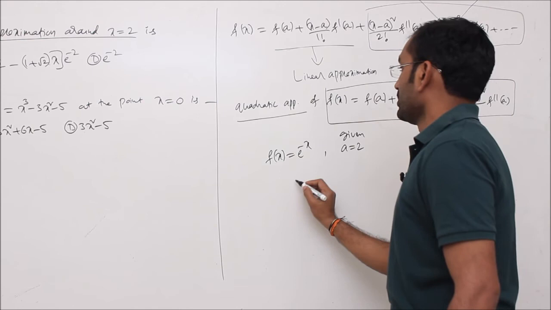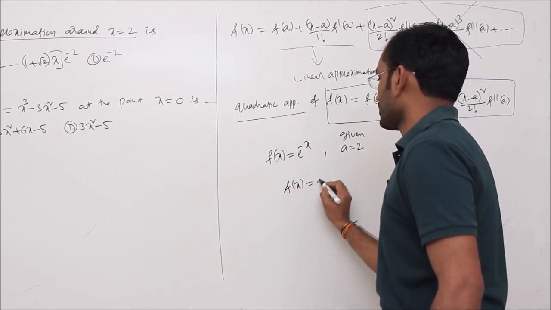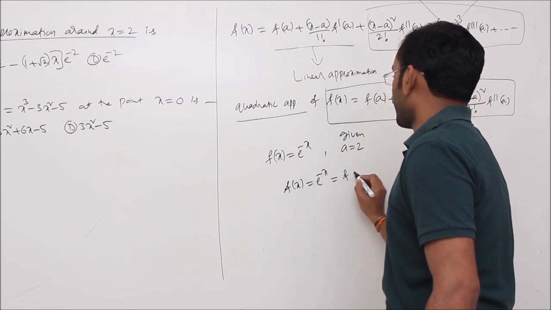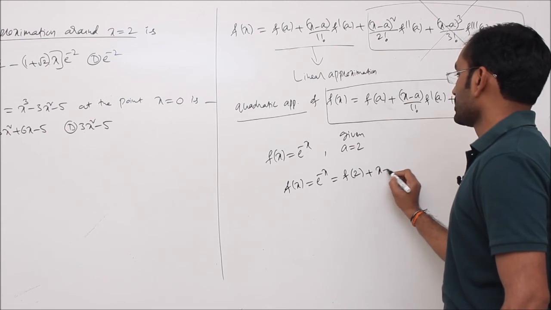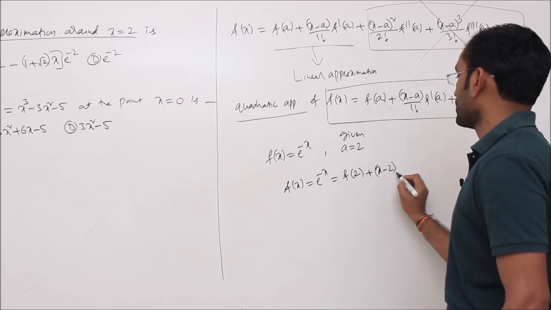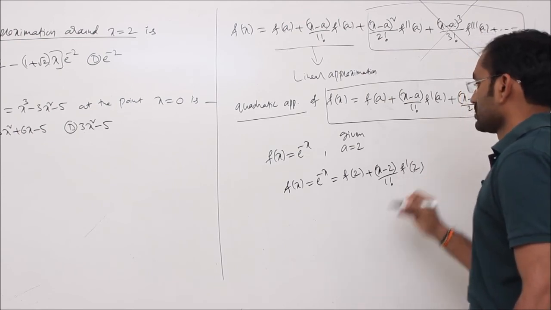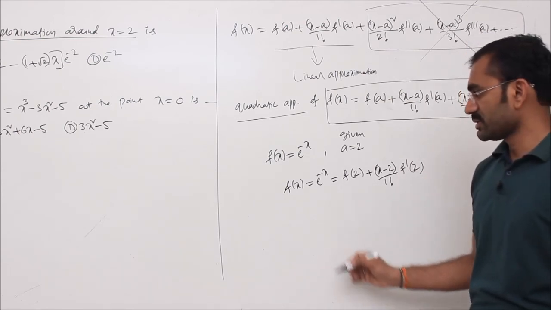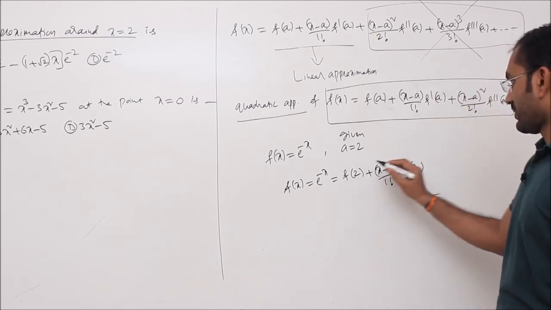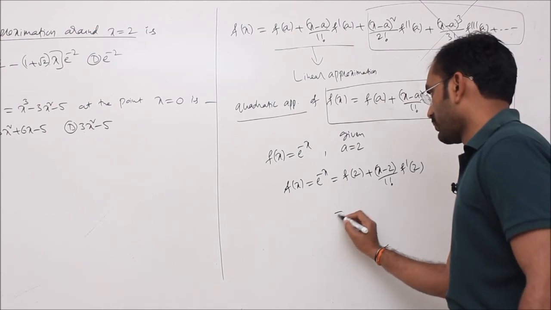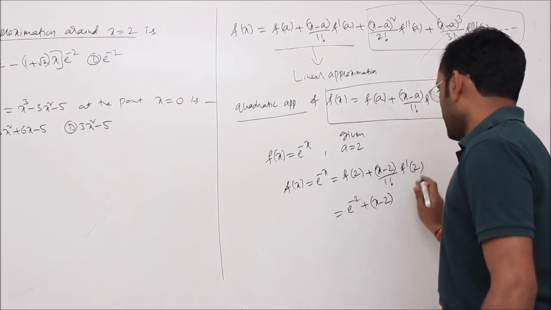Therefore, to apply this formula, f of x is equal to e power minus x, that is equal to f of 2 plus (x minus a) by 1 factorial f dash of a, where a is 2. That will be the corresponding linear approximation of e power minus x. So simplify this one, we get the answer. What is f of 2? e power minus 2, plus (x minus 2) f dash of 2.